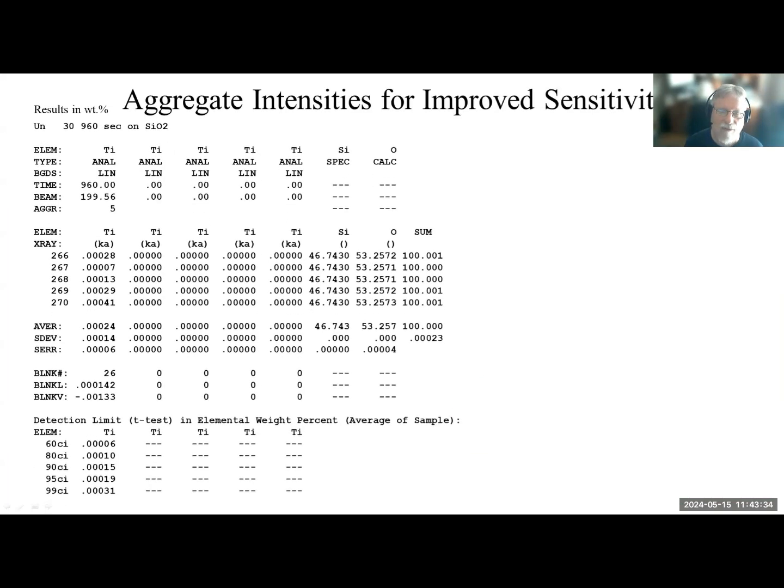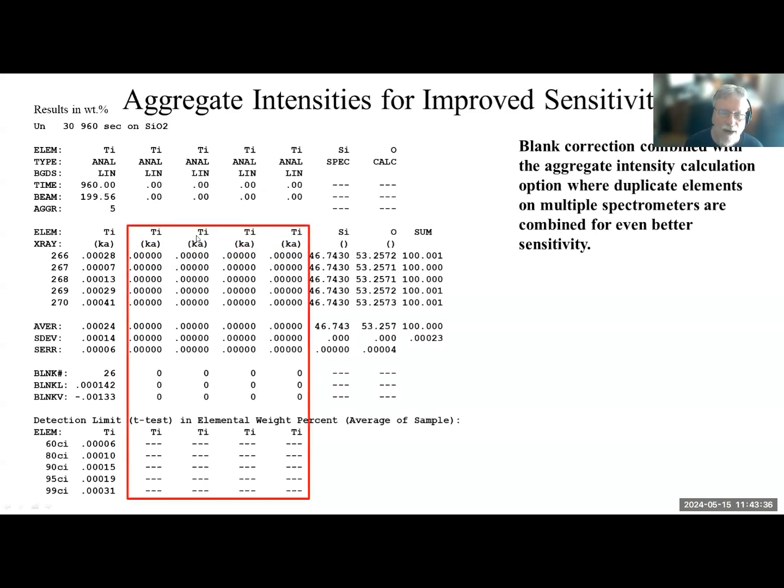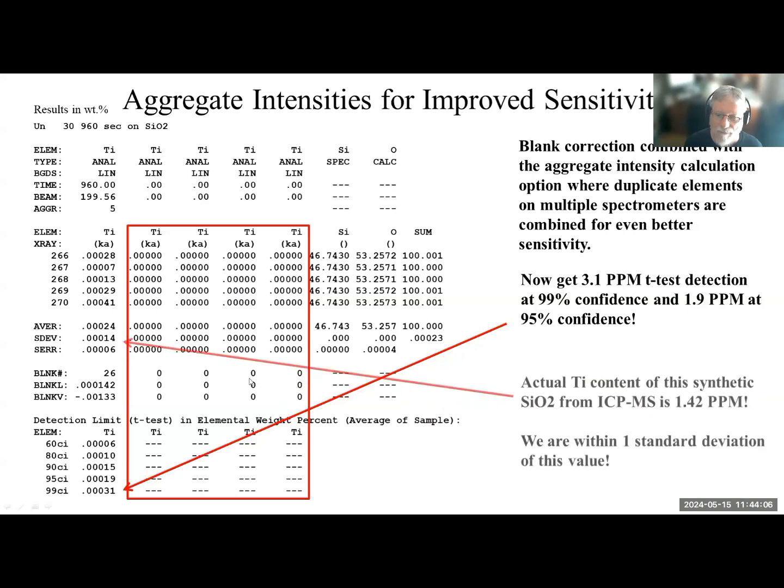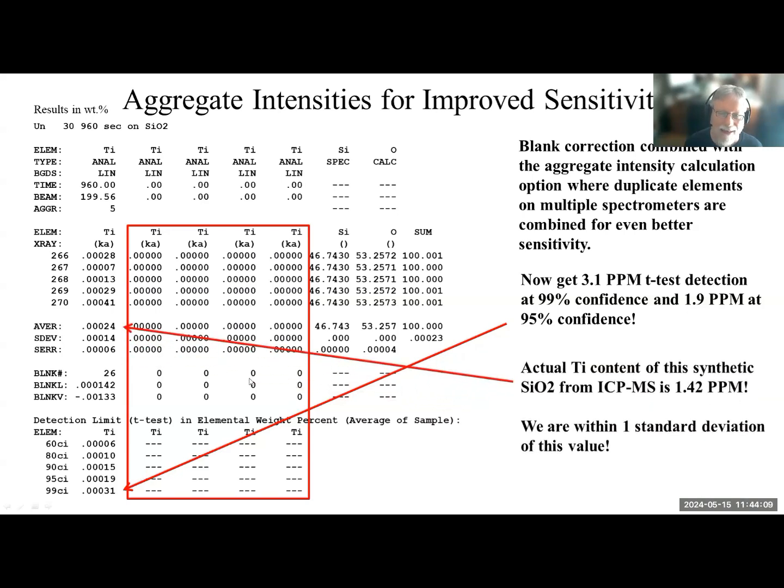So here's an example where we've now taken those 4 other spectrometers and combined their intensities into this one spectrometer here, one giant spectrometer. And it doesn't matter if you're using PET crystals and LIF crystals, photons is photons. So as long as it's the same photon at the same keV, the same emission line at the same keV, you can combine them together. The physics is all the same. Physics doesn't know anything about what crystal you're using. And now you can see we're getting a 99% confidence of 3.1 parts per million. And I got here 2.4 ppm plus or minus 1.4 ppm.